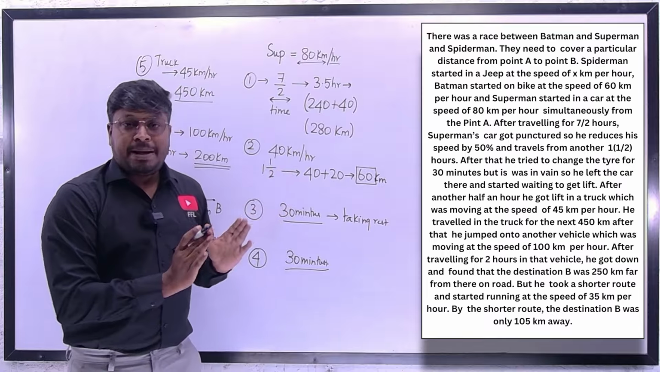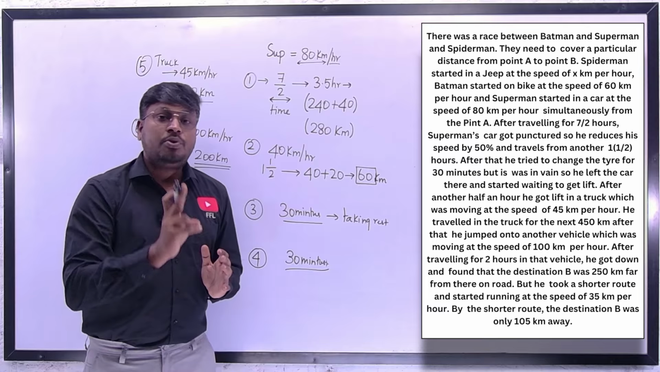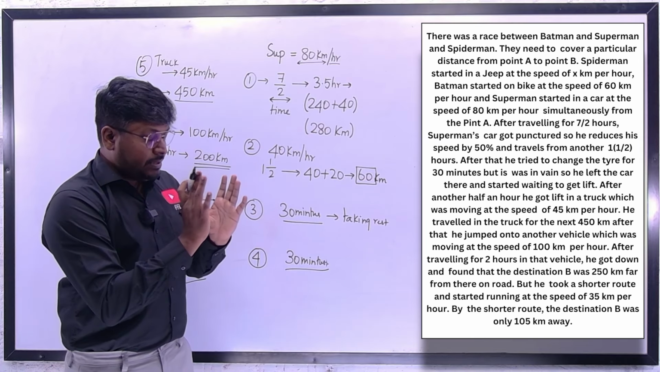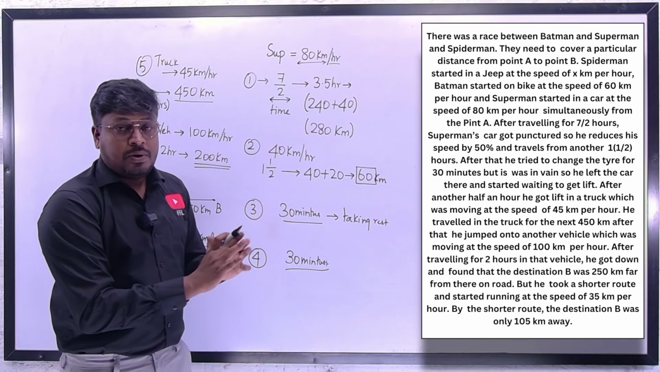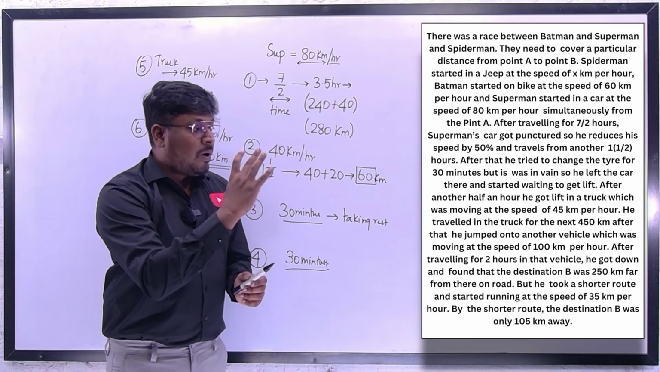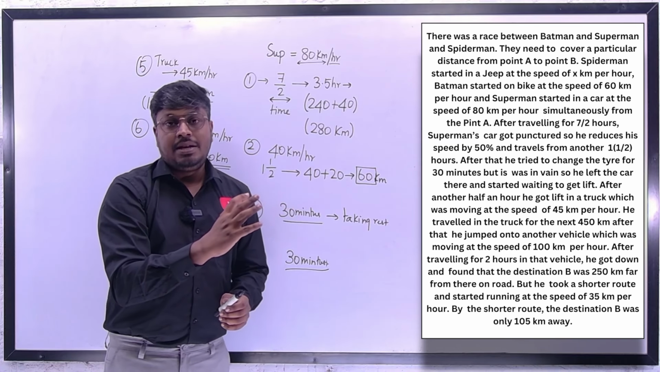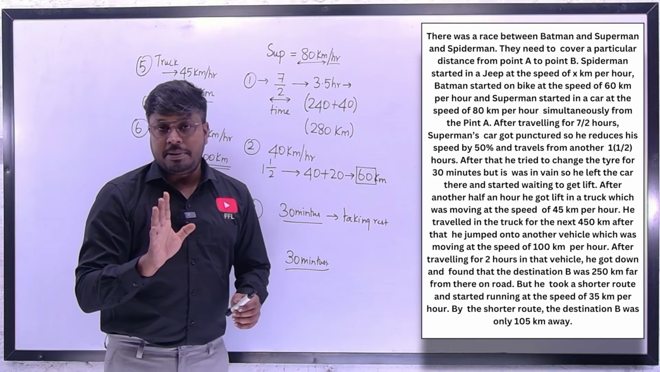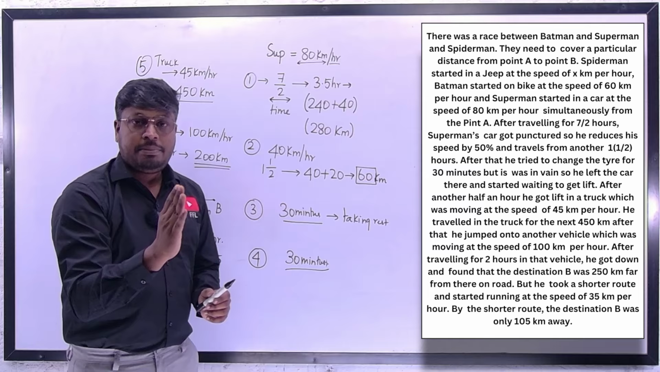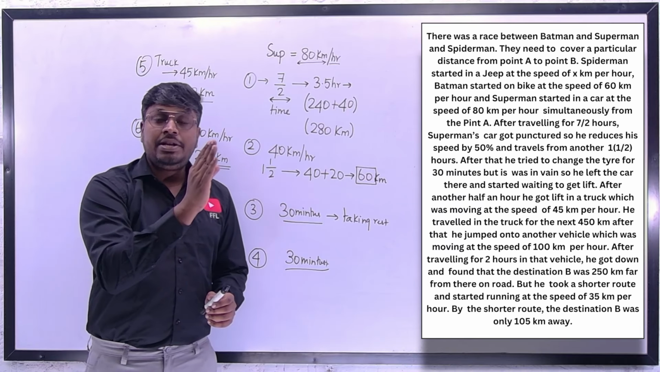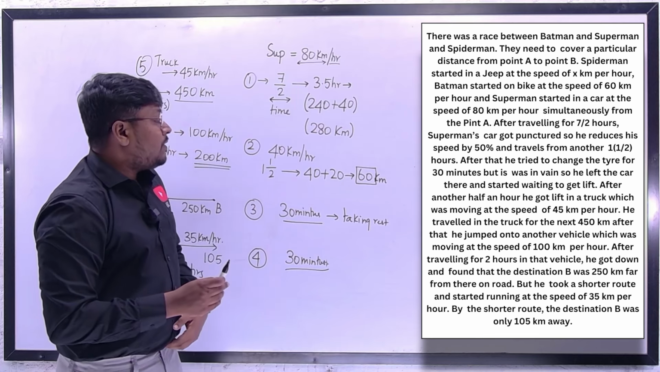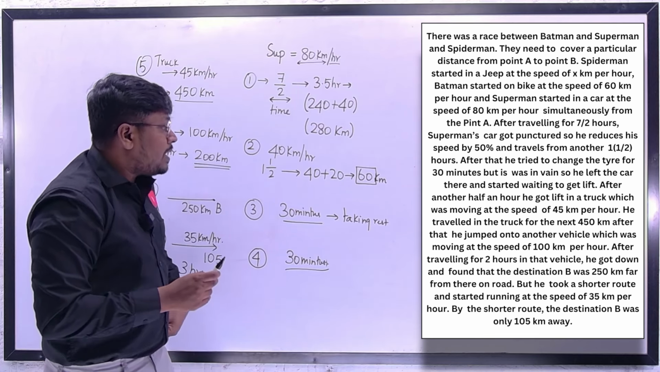So the complete passage, they are talking about only one person, that is about the Superman. Right? From the starting till the end, we know that there are 3 persons in a race, but the complete passage and all the data they have given is only for one person, that is Superman. Right? So initially he covered 280 kilometers and then his speed was reduced to 50%, that means half of the speed. So at half of the speed he travelled another 1.5 hours.